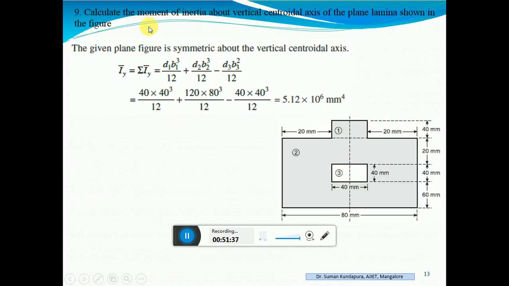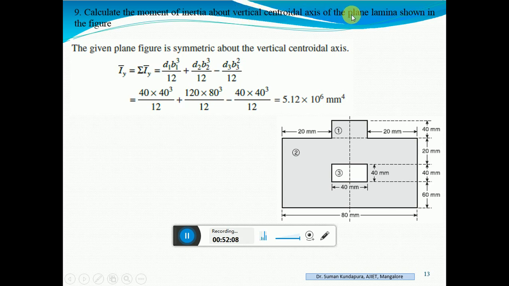Next problem. Calculate the moment of inertia about the vertical centroidal axis of the plane lamina shown in the figure. They have asked for the moment of inertia about the y centroidal axis, which is also the symmetrical axis. The figure is symmetrical about this axis, not about the x-axis. And they have not asked you about the x-axis, only about the vertical centroidal axis.